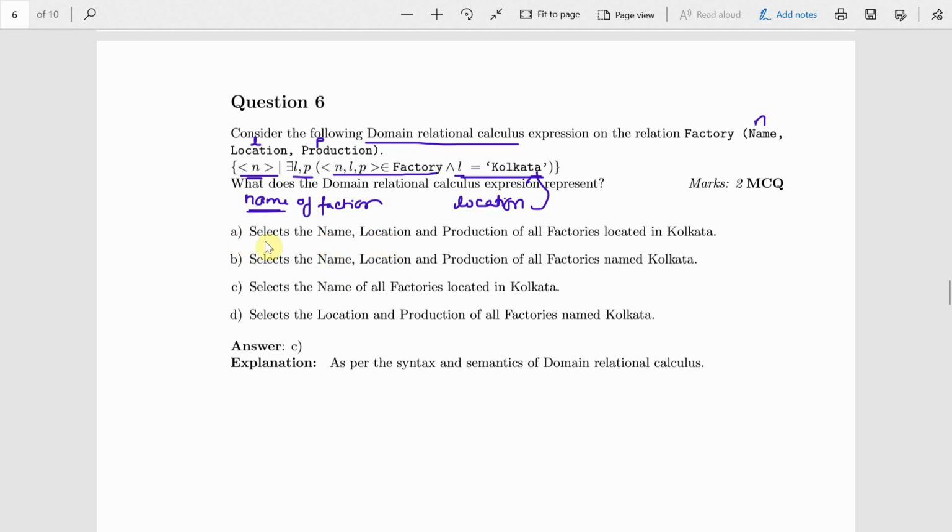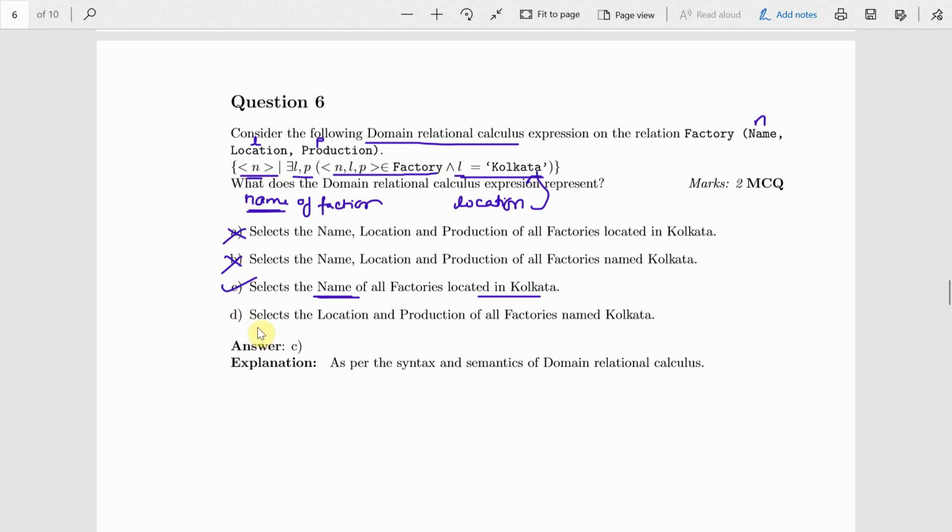So what is option A? Select name comma location. It is incorrect. Why? Because it should select only name. Option B is also incorrect because it also gives name comma location. Option C, select the names of all factories, only names in the output, located in Kolkata. Perfectly right.